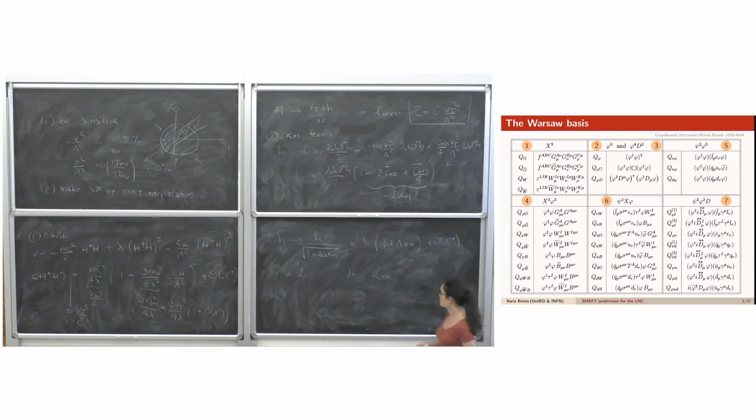Why? Because a dimension 8 operator already comes with a C over lambda squared in front. So if there is an operator that contains the Higgs and already has some C over lambda squared in front, and I do this redefinition, I send it into itself plus something that contains C over lambda squared times delta kappa h and the same operator again, just linearizing it out. So this is a contribution that is of order lambda to the minus 4.